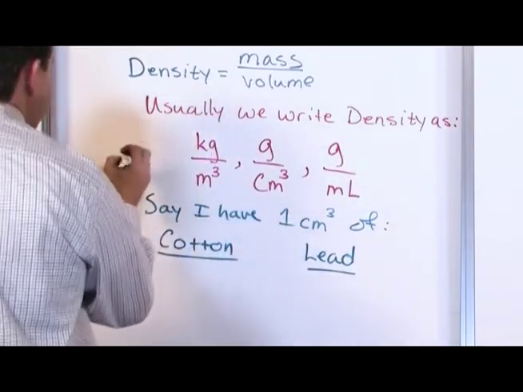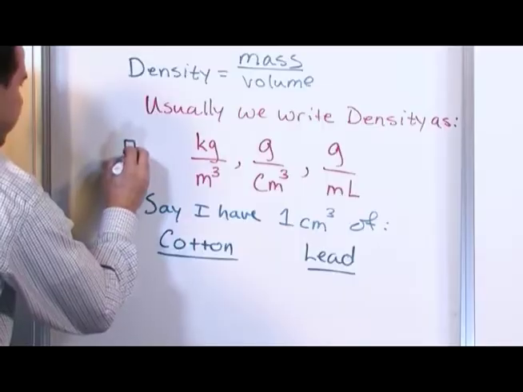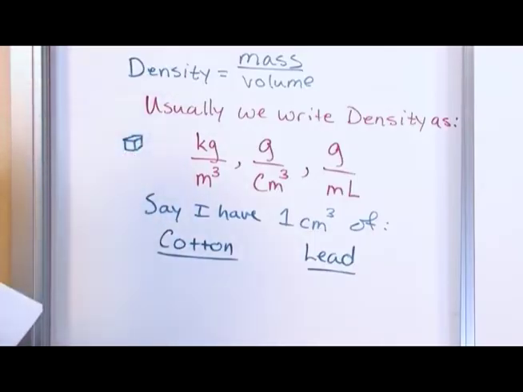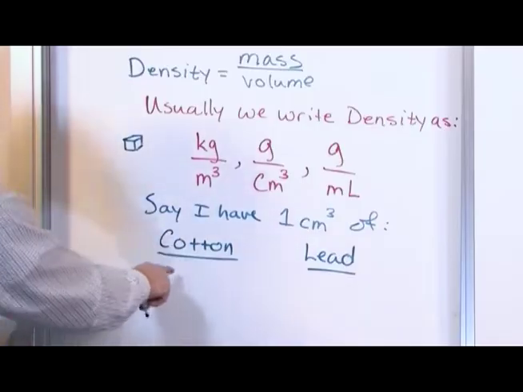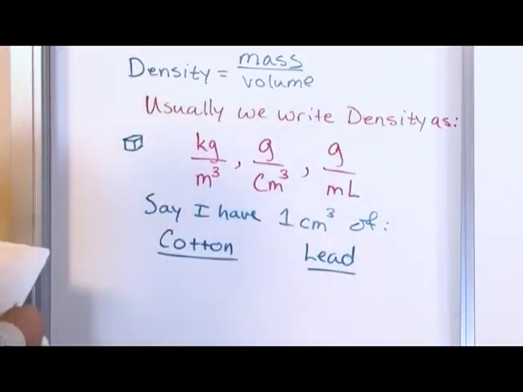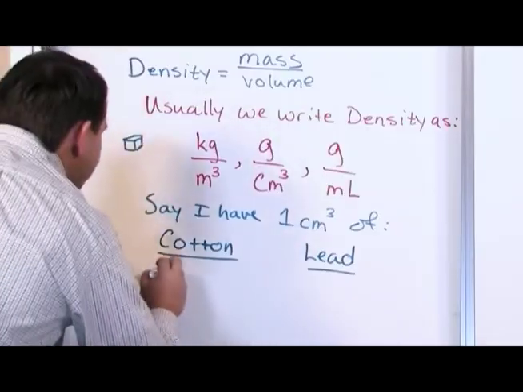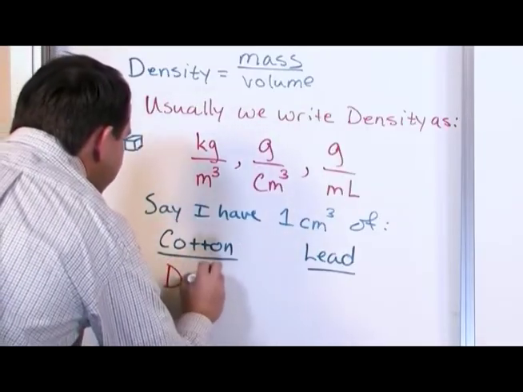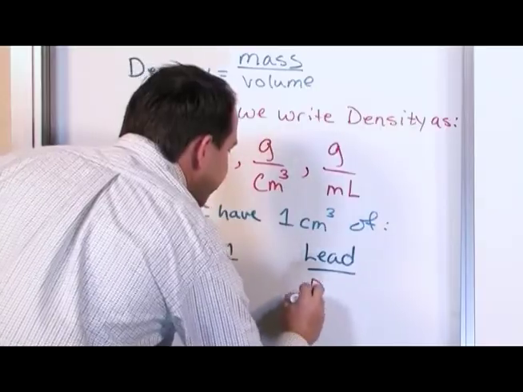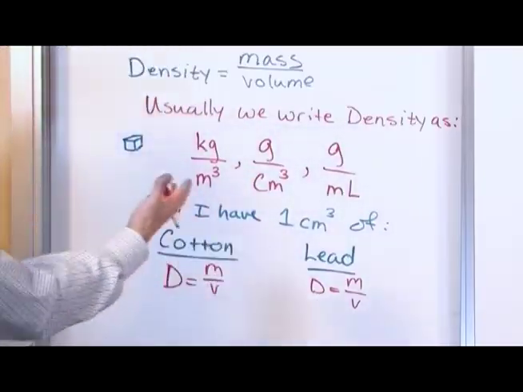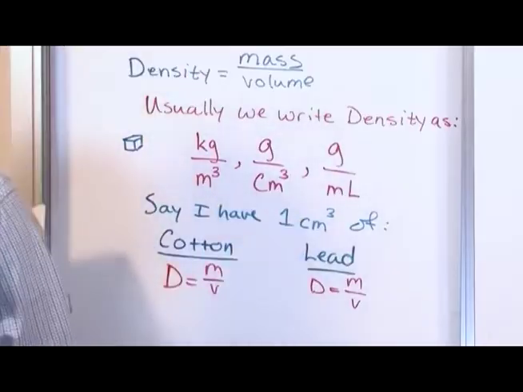So picture a little cubic centimeter, a cube with 1 centimeter length on every side of it, right? And that's how much cotton I have, and that is also how much lead I have. So we say that the density is equal to the mass divided by the volume, for each case. But we know the volume is the same. We know we have 1 cubic centimeter of each thing.